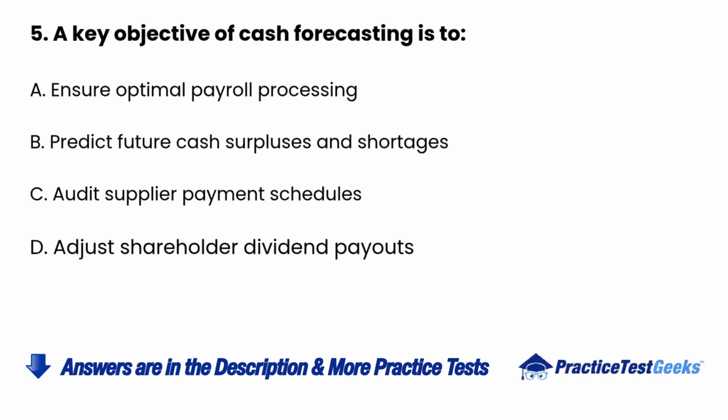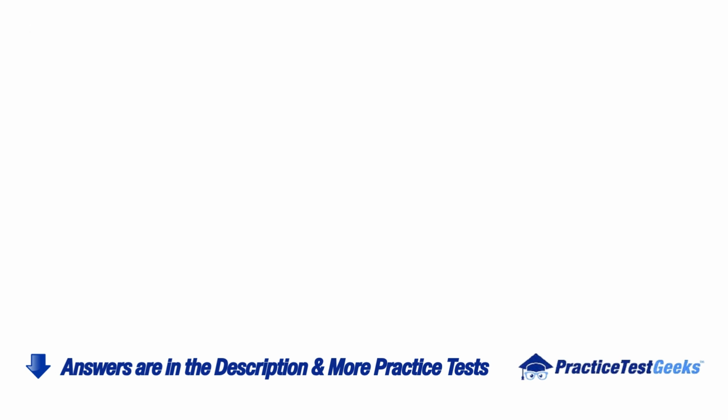5. A key objective of cash forecasting is to: A. Ensure optimal payroll processing. B. Predict future cash surpluses and shortages. C. Audit supplier payment schedules. D. Adjust shareholder dividend payouts.